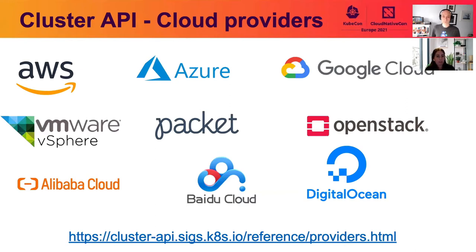Currently, we have provider implementations for all the logos you see on the screen, like AWS, Azure, vSphere. And if you want to see the whole list, you can check the link below. If you do not find your provider in the list, you can always build your own provider. There's a section in the Cluster API book that shows the contracts for adding a new provider.